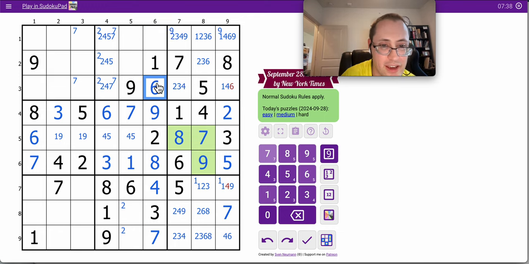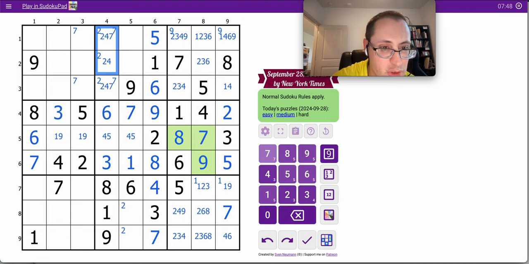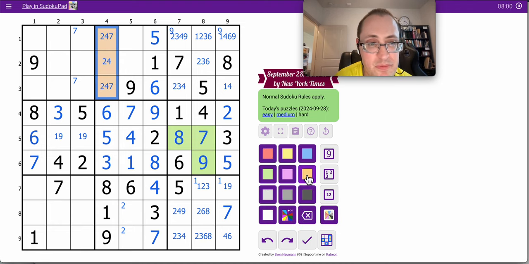That one has a 5 looking at it. Okay, so these aren't 5. 2, 4, 7 means that's not 4, and therefore must be 5. One, four, six, seven, nine. Says I need 2, 3, 5, and 8.